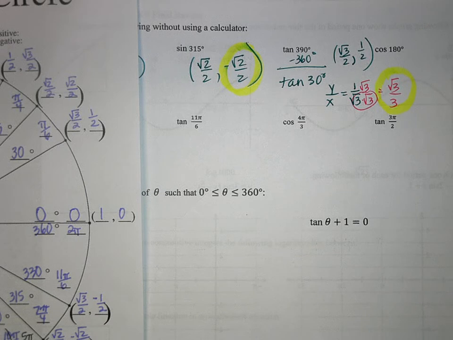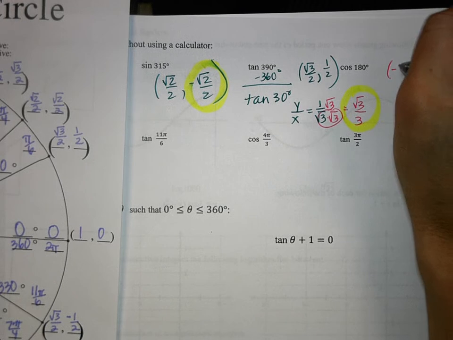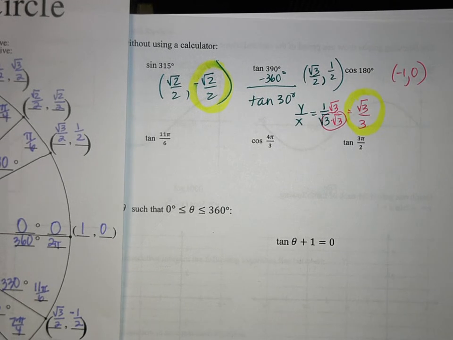Cosine of 180 degrees. What is my ordered pair at 180 degrees? Negative 1, 0. But we know that cosine represents the x.